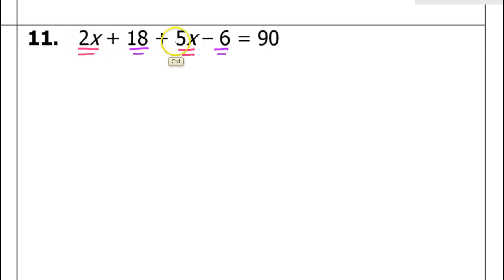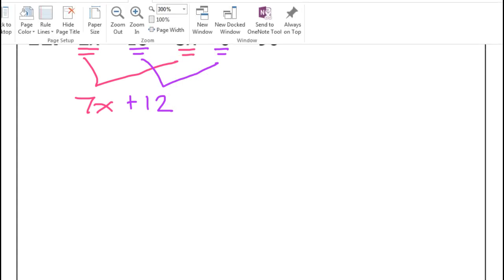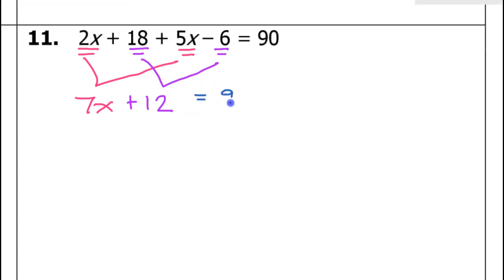I'm just going to do 2x plus 5x, that is 7x. So if I put these two together, that is 7x. And similarly, I'm just going to combine these two together. 18 minus 6, that's going to be 12. So I'm going to have plus 12. And then equals 90. So now I can go on with the rest of the problem. Getting x by itself, I will subtract 12 from both sides, and that will leave me with 7x is equal to, what's that going to be, 78.